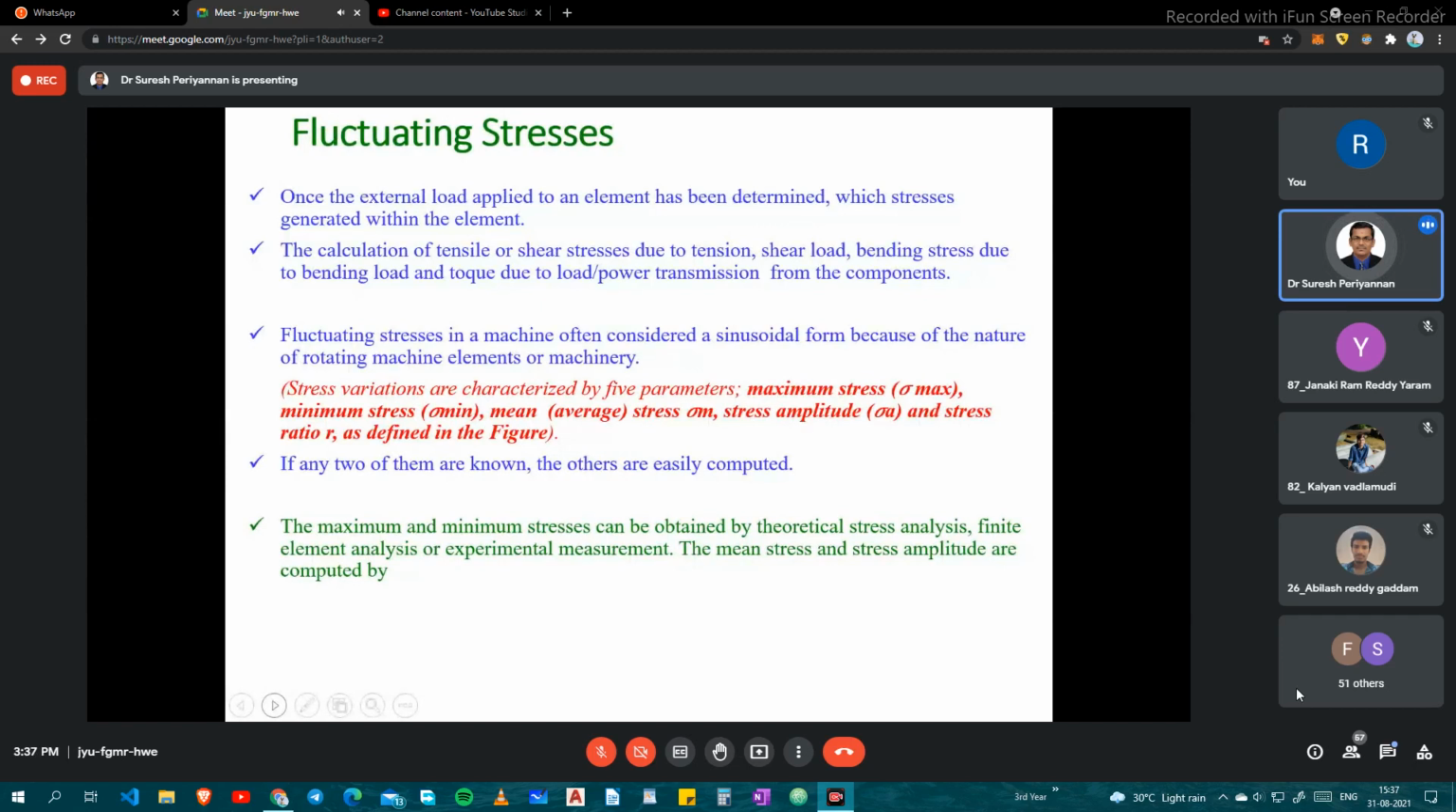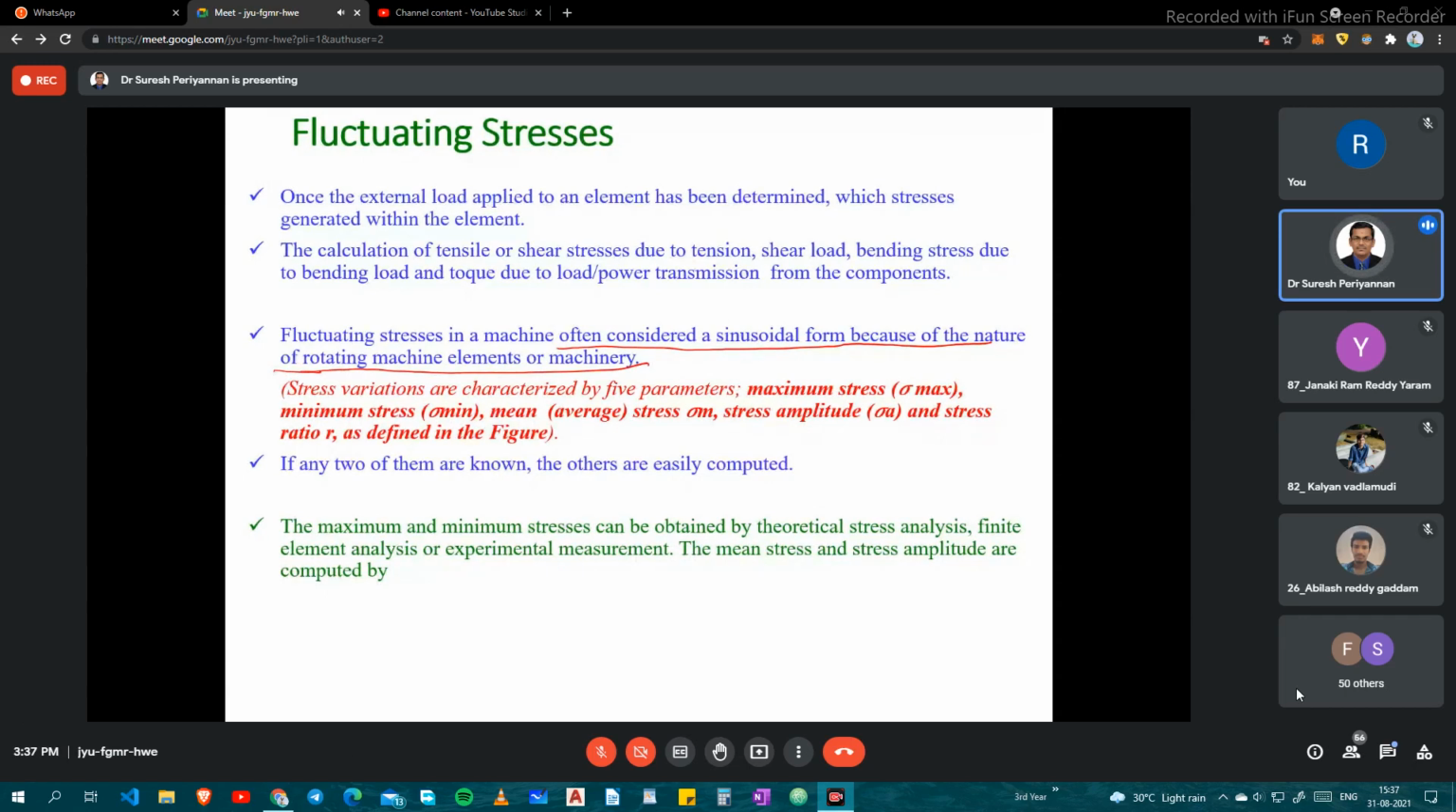But bending stress is due to bending load, and torque means due to power transmission or twisting moment. But fluctuating stress is often considered in sinusoidal form because of the nature of machine elements when they are rotating.